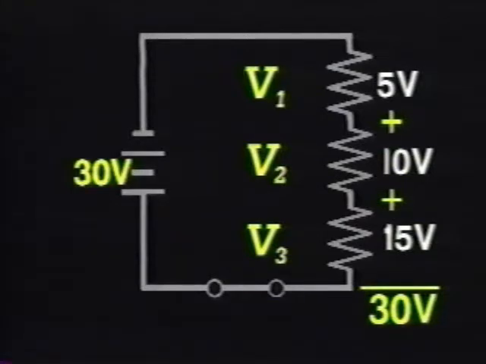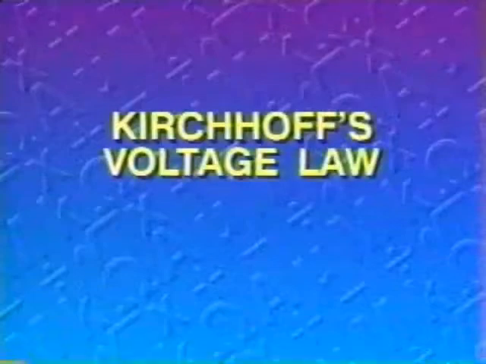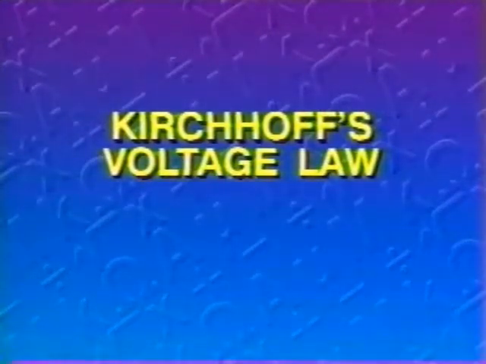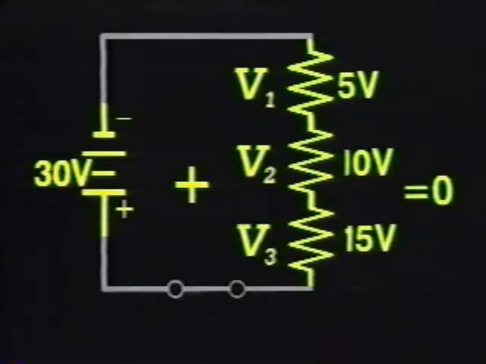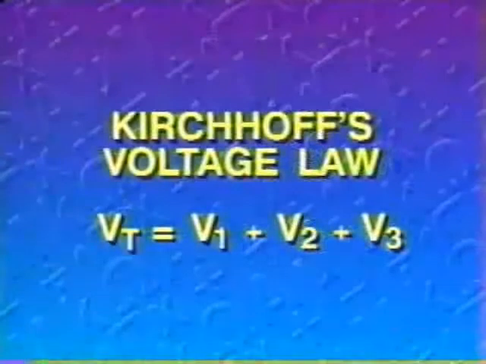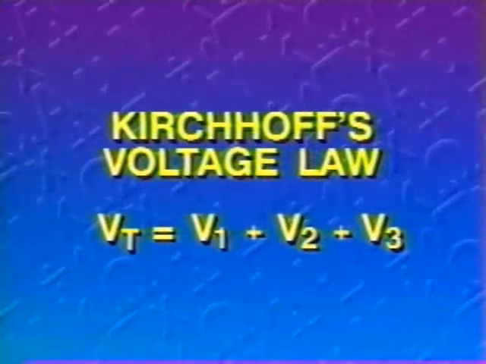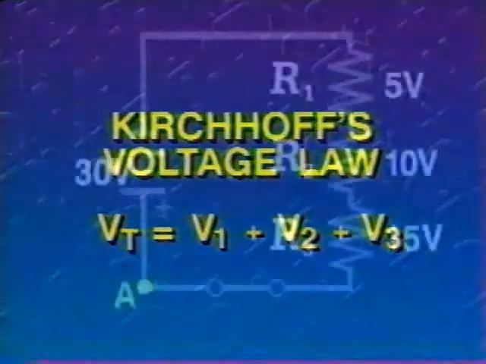This example illustrates an important law in electronics known as Kirchhoff's voltage law. This law states that the sum of the voltage drops across the branches of any closed path or loop is 0. Here's the formula for Kirchhoff's voltage law. Vt equals V1 plus V2 plus V3. Let's look more closely at how this law works.